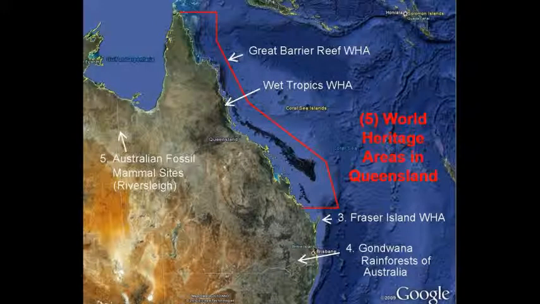Okay, jumping back to Australia, the Great Barrier Reef, wet tropics. Queensland actually has 5 World Heritage Sites. So I've marked them all here: the Great Barrier Reef, the wet tropics, Fraser Island, the Gondwana Rainforest of Australia, which is a mosaic of rainforest patches in Queensland and northern New South Wales, and the Australian fossil mammal sites at Riversleigh. There's actually another companion site to that one in South Australia.